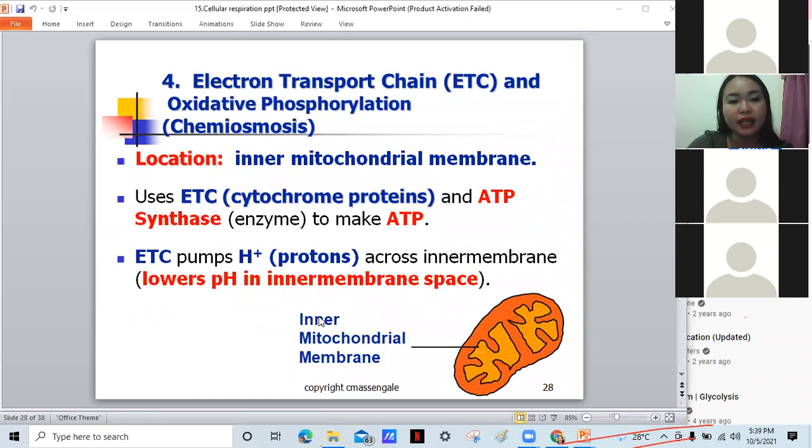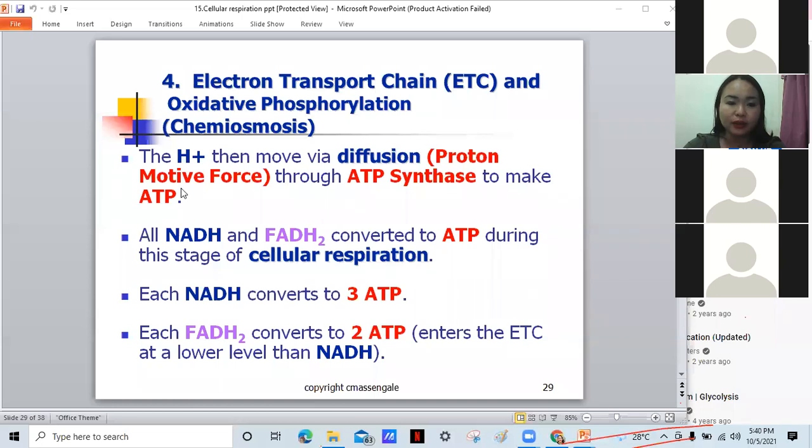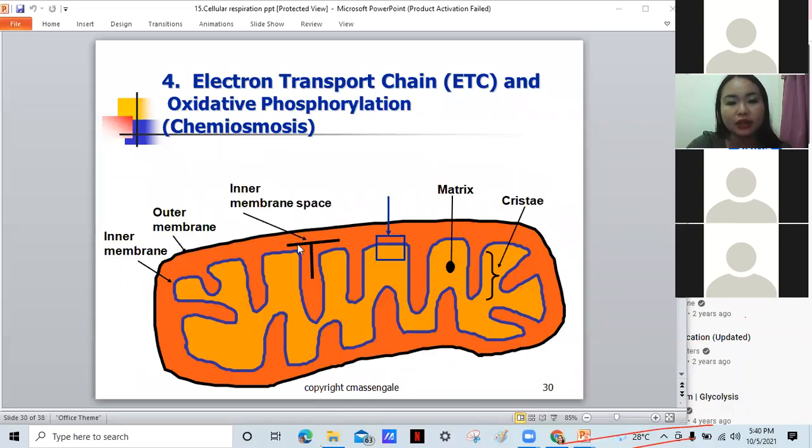And the last phase is the electron transport chain, or chemiosmosis, oxidative phosphorylation, which is still inside the mitochondrial membrane. This uses the ETC cytochrome proteins and the ATP synthase enzyme to make ATP. As you have seen in the video, it pumps hydrogen protons across the inner membrane and lowers the pH. Hydrogen ions move via diffusion, or proton motive force, to the ATP synthase to produce ATP. All the NADH and FADH are converted to ATP in cellular respiration, converting to 3 ATP and 2 ATP. So as you can see, this is done in the inner membrane space.